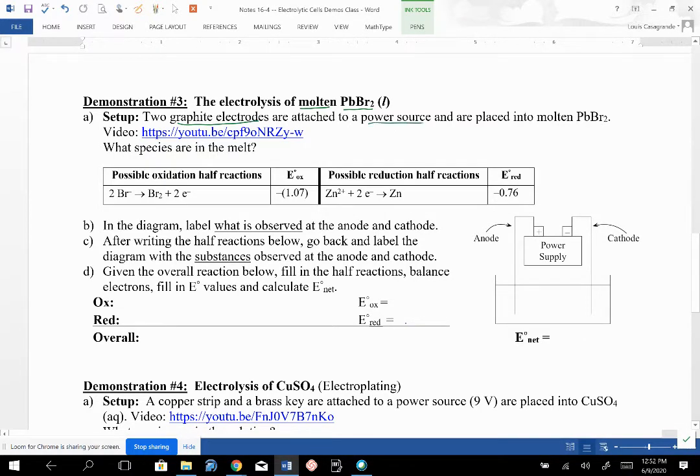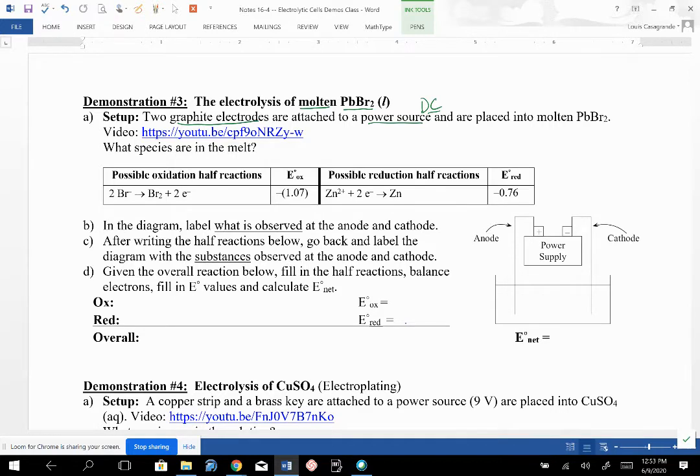They're attached to a power source. It's not a battery this time, it's just some sort of a power supply that can provide a DC, direct current power supply, and they're placed into the molten lead bromide. So watch the video and now come back.